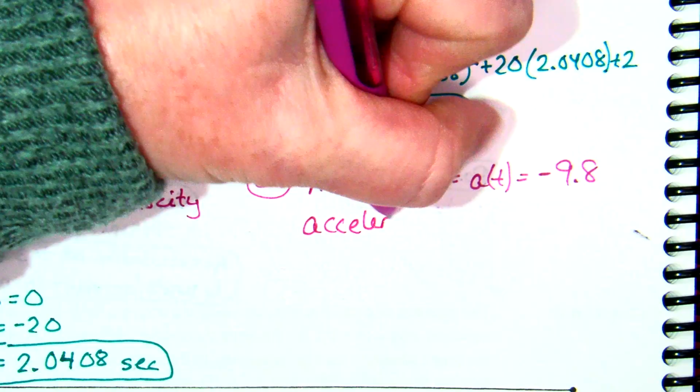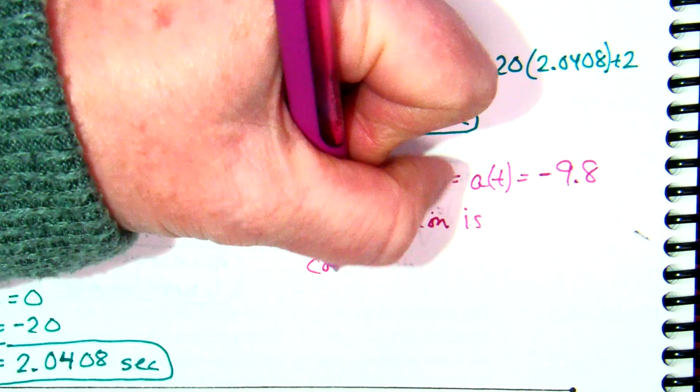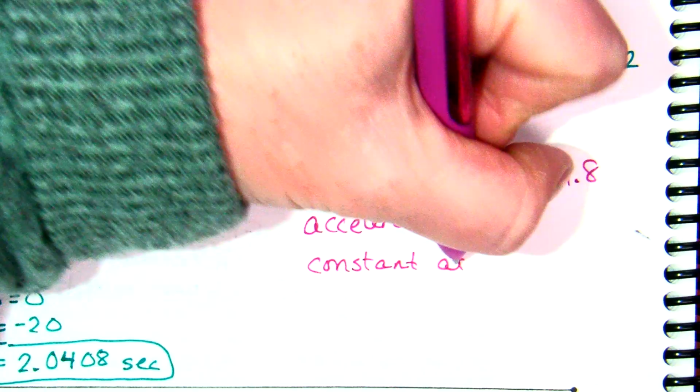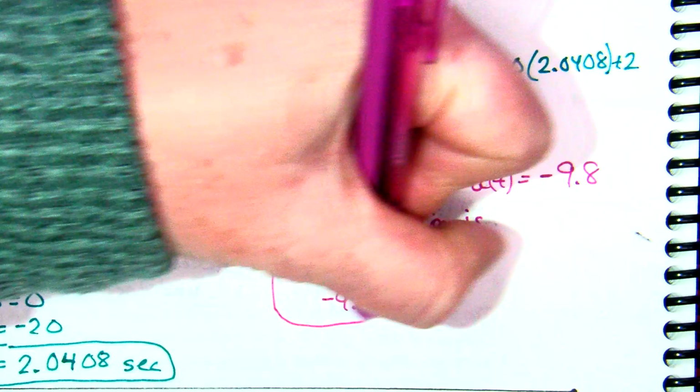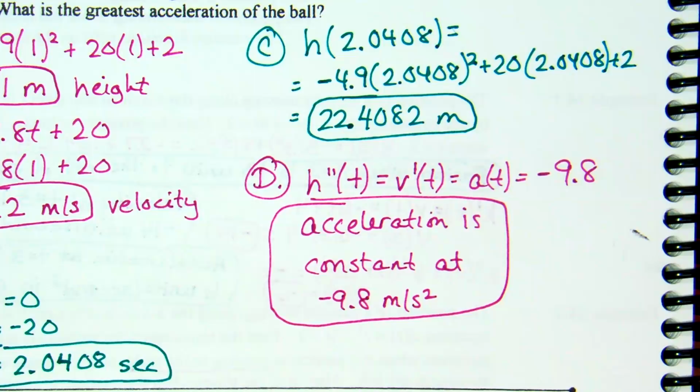So acceleration is constant at negative 9.8 meters per second squared. Okay. That wasn't crazy difficult physics, was it?